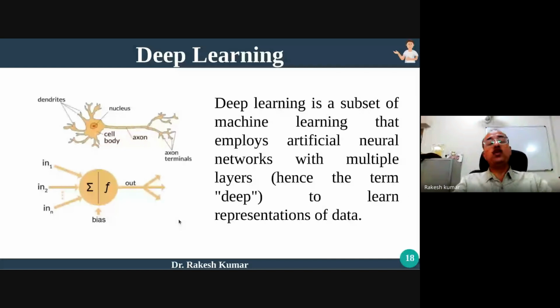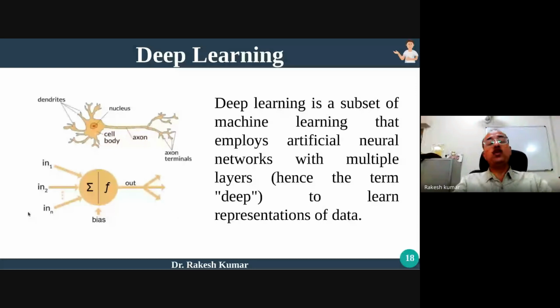And basically, the performance of ChatGPT is improving every day because it is also making use of deep learning. I won't get into the intricate details of deep learning, but it's a subset of machine learning, and it makes use of artificial neural networks, just like the biological neural network which is present in all living beings.